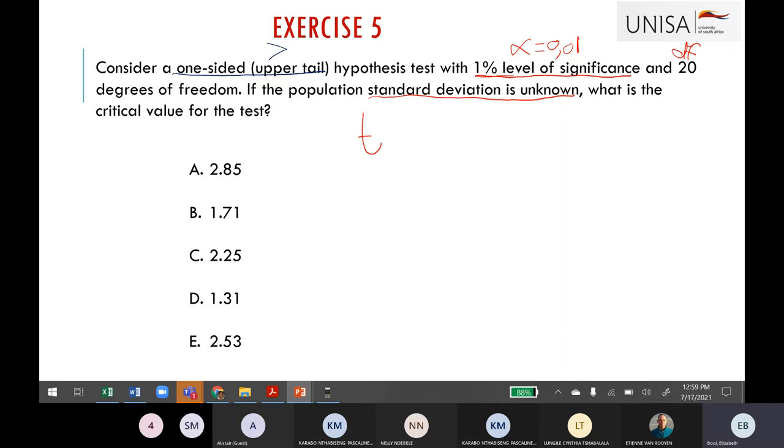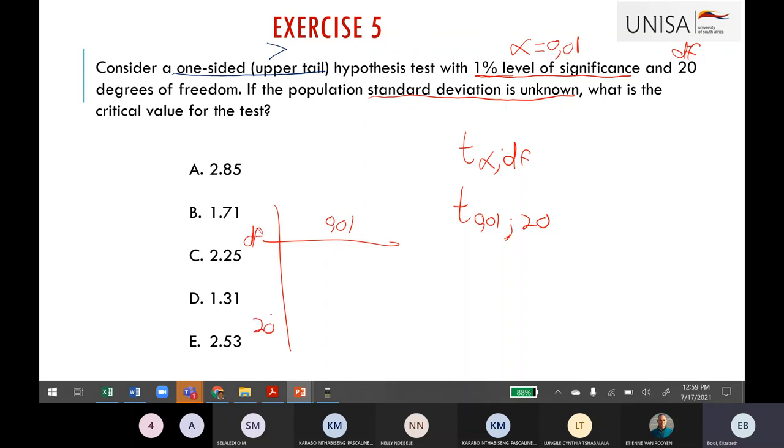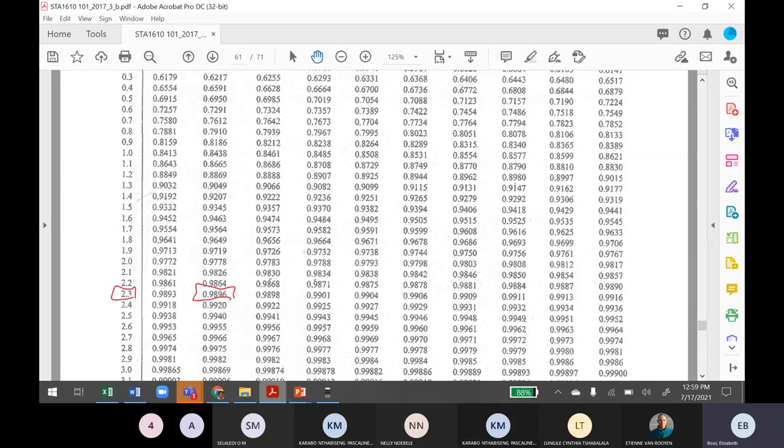So since we're doing an upper tail, are we doing T alpha divided by 2 or T alpha? Which one? T alpha. We're doing T alpha. So if we're doing T alpha and the degrees of freedom, they told us our alpha is 0.01 and our degrees of freedom is 20. So go find the critical value on the T table. 0.01 at the top, and then go find the degrees of freedom on the side. You need to go find 20. So let's go to the T table.